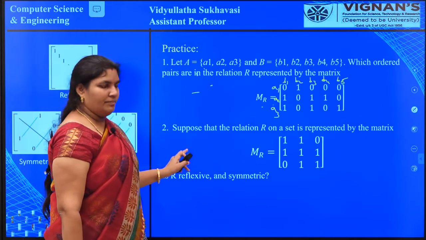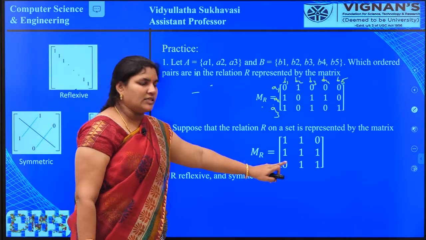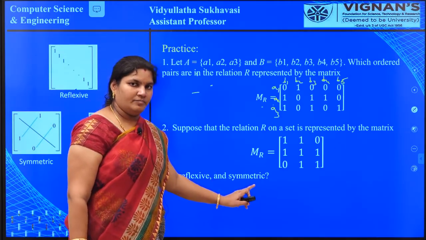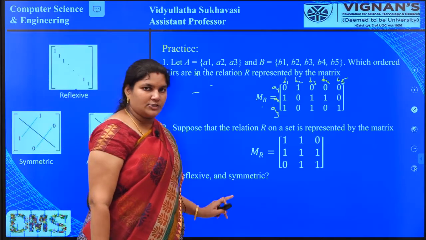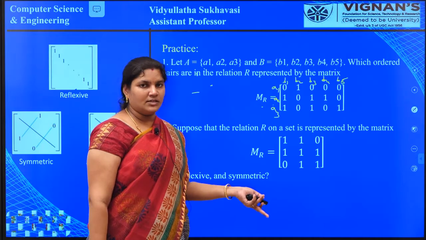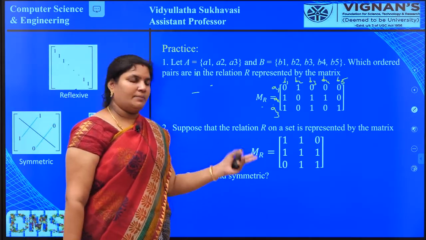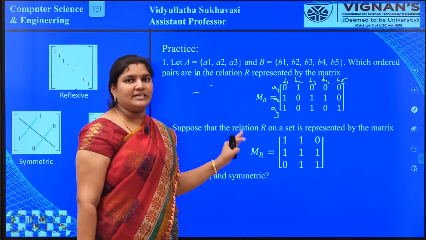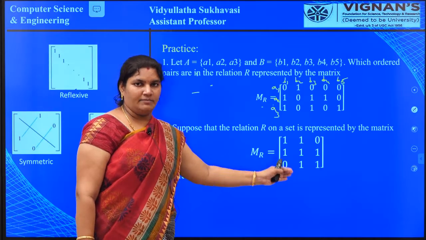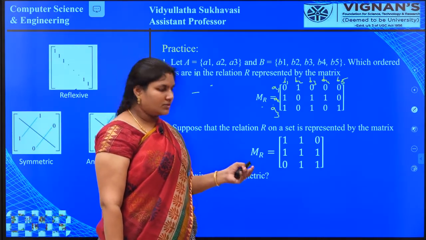Next, in the second problem, they have given a matrix and we need to check whether this matrix satisfies the reflexive property and symmetric property. How are we going to check the reflexive property? If the diagonal elements are all 1, then it is reflexive. Symmetric means the positions should be interchanged. That means for this matrix, if you find the transpose of that matrix and both matrices are the same, then we can say that it is symmetric. So you can do those problems.